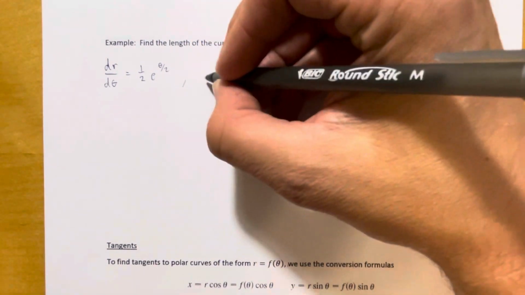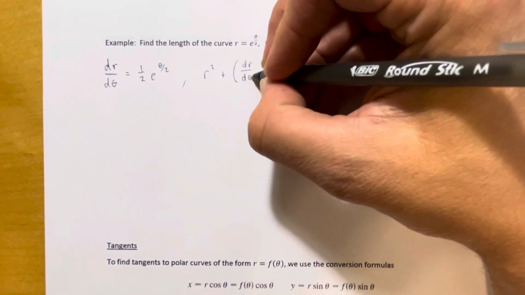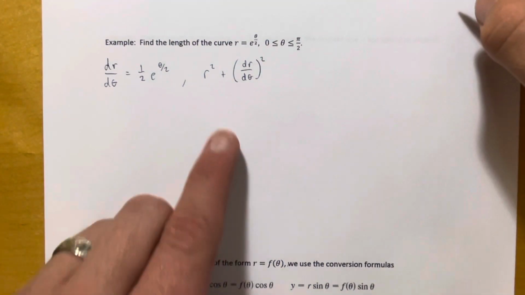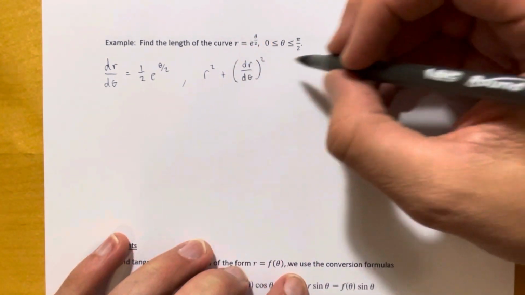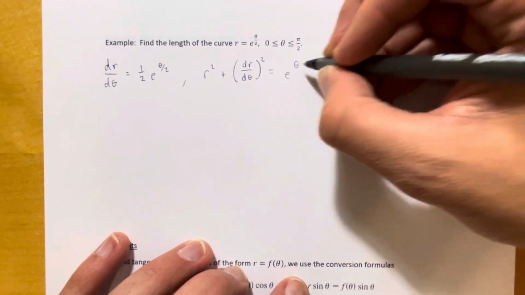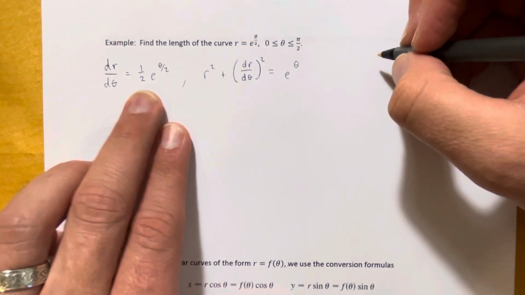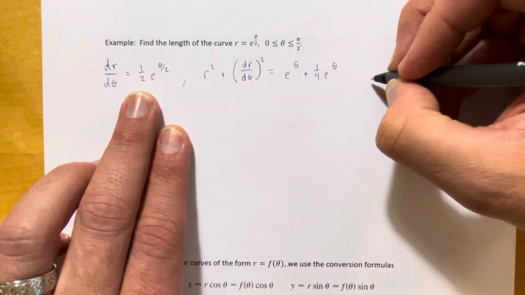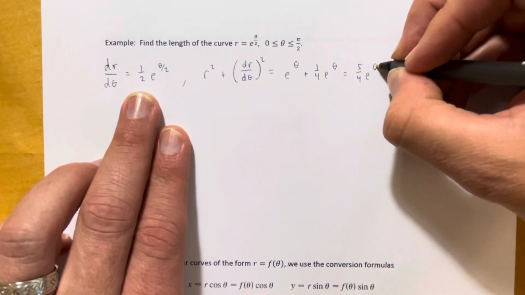Now I have r² plus (dr/dθ)², because that's what's going to appear under my radical in my arc length formula. Well, r² is just (e to the θ over 2) squared. If I square that, the 2 in the denominator gets canceled, and I get e to the power of θ. For (dr/dθ)², something very similar happens, but I also have to square the 1/2, so I get plus 1/4 e to the power of θ. This is 5/4 e to the power of θ.